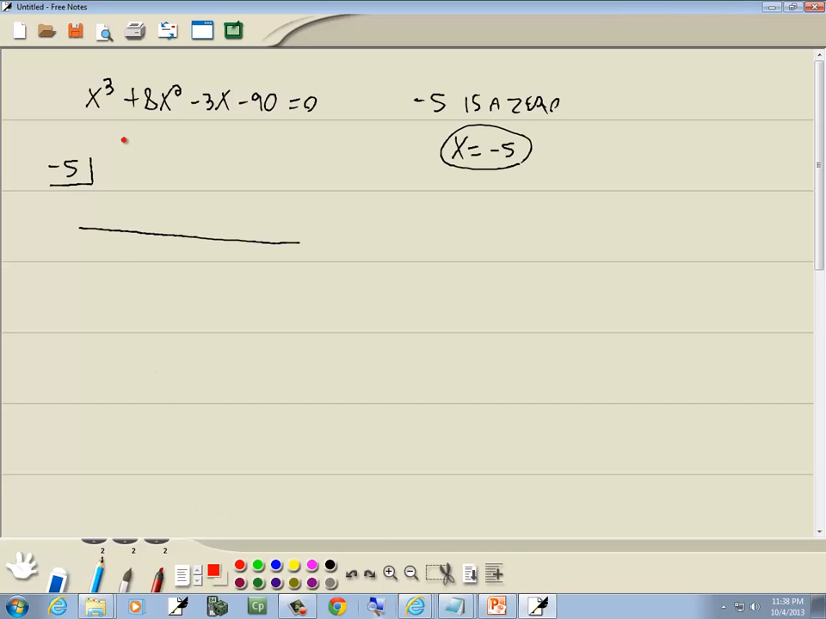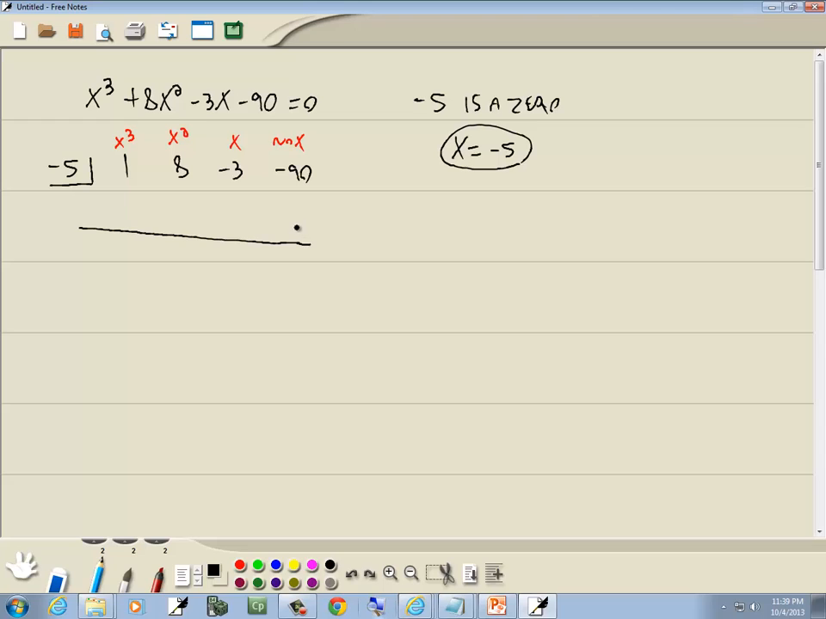Our largest power is x to the third, so I'll write x to the third, x squared, x, and no x across the top. Write down the numbers in front of them. There's a 1 in front of the x to the third. There's an 8 in front of the x squared. There's a negative 3 in front of the x. And there's a negative 90 at the end.